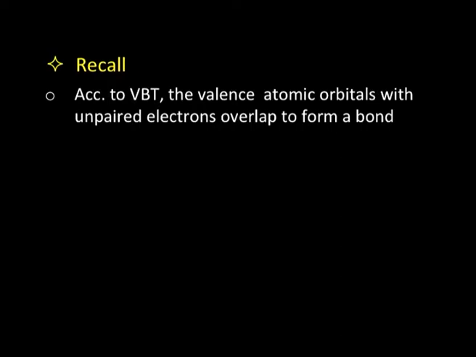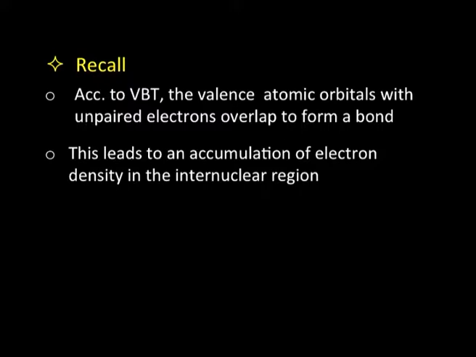It will be worthwhile to recall that according to valence bond theory, the valence atomic orbitals with unpaired electrons overlap to form a bond. That is, as per the valence bond theory, bond formation basically involves pairing up of orbitals with their unpaired electrons in them. And in this process of pairing up, there is some kind of accumulation of electron density in the internuclear region, and this accumulated electron density is the one which holds the two nuclei together, and we say a bond is formed. That is the valence bond approach to chemical bond formation.